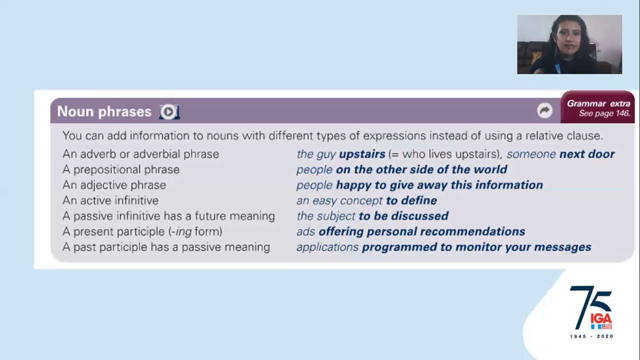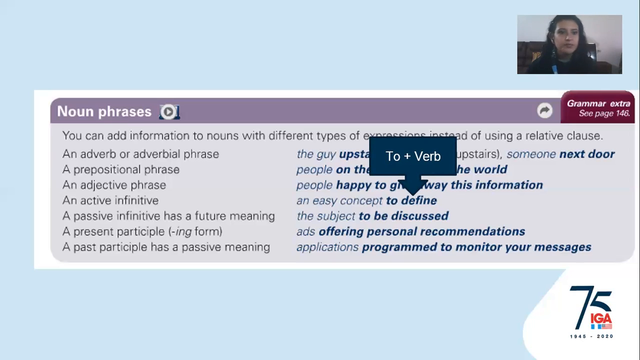Then we have an adjective phrase. People happy to give away this information. Happy is an adjective, right? It's describing. An active infinitive, I'm sorry, an active infinitive. An easy concept to define. Remember that our infinitives, we make them using to plus the verb, right? So basically that's what we are looking at here. An easy concept to define.